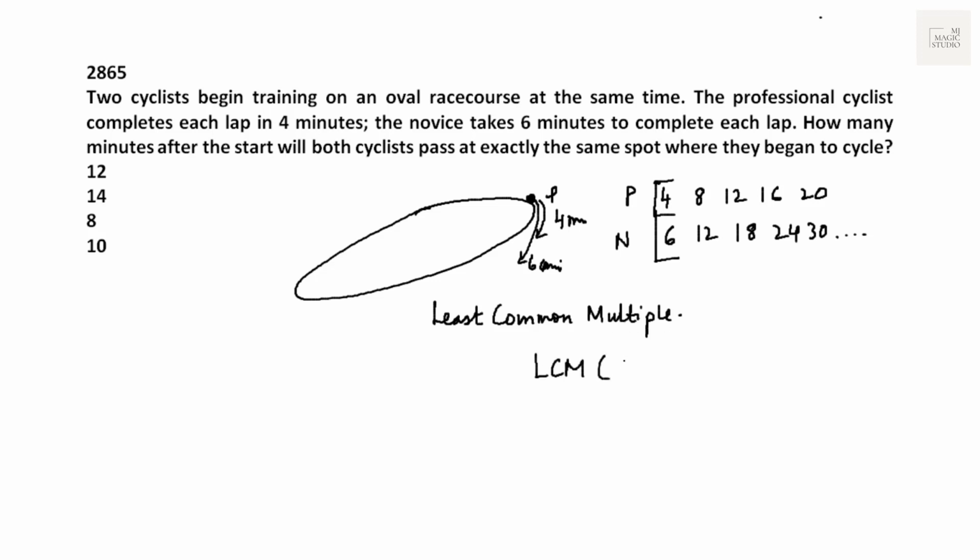That is, we are looking for the LCM of 4 and 6. And the LCM of 4 and 6 is 12. 12 is the first common number in the set of P and N, or the least common multiple of 4 and 6. So after 12 minutes, they will meet for the first time at the same starting point, from the time they first started. That means option A fits in.